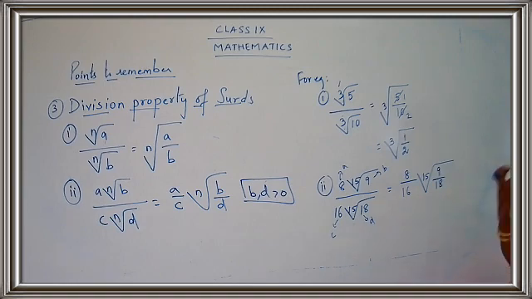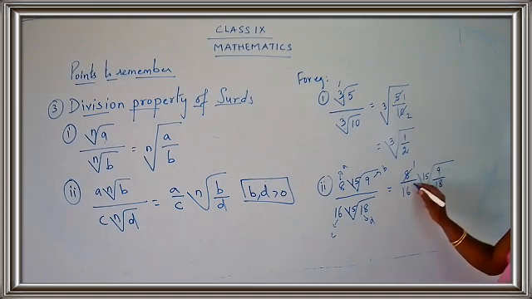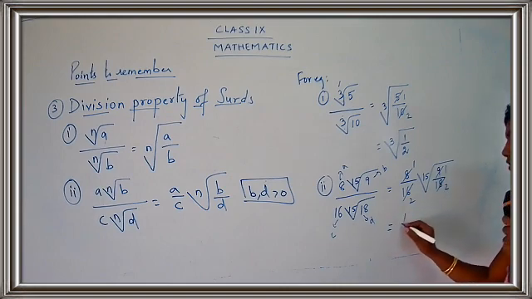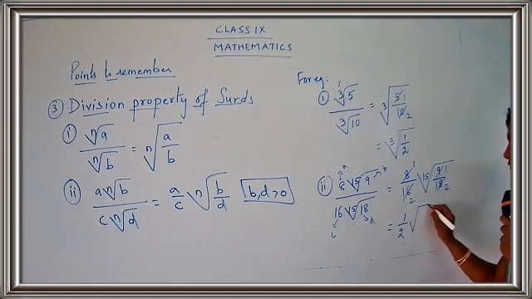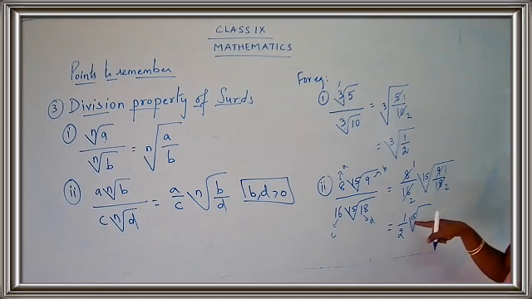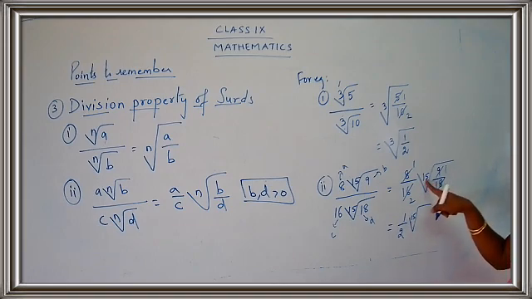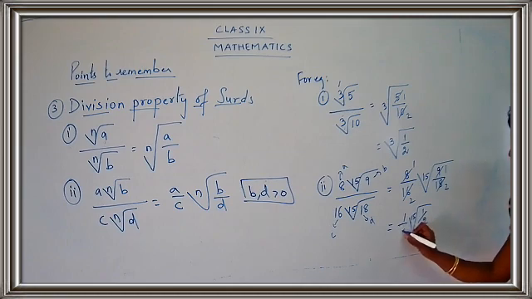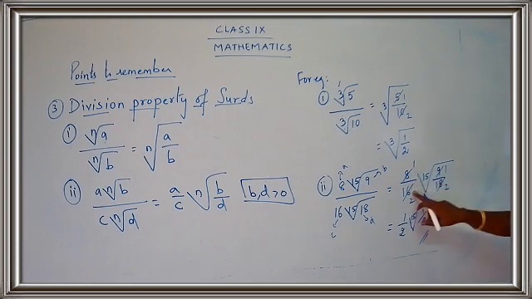So let's try to simplify if it's possible. 8 ones are 8, 8 twos are 16, 9 ones are 9, 9 twos are 18. So what is left here? 1 upon 2, root of 15. That is not square root here. Write the 15th root of 1 by 2. So what is the answer? 15th root of 1 by 2.